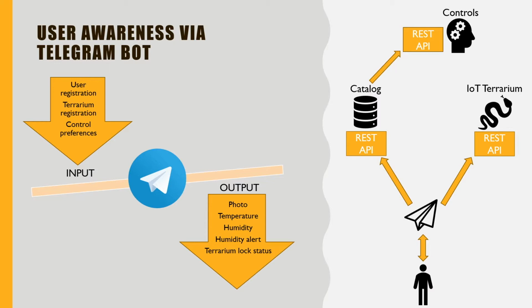We can check how a reptile is doing, getting temperature and humidity information, checking that the terrarium is closed, and asking for a photo of our pet. We also receive notifications if the humidity is over the acceptable limit for the health of the animal. Through Telegram, we can also set the reference temperature and the hours of dawn and dusk inside the terrarium.